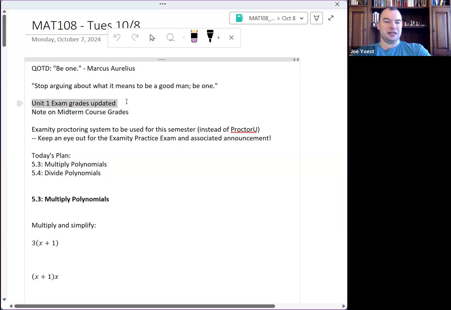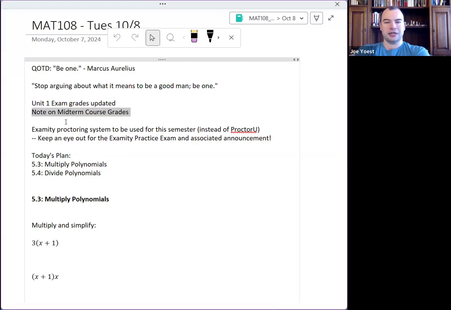But check out your Unit 1 exam grade, the updated grade, if you haven't seen that yet. And the second note that I want to make is that this week we post midterm course grades. So just a really quick note on that.